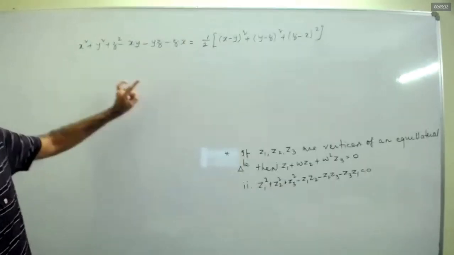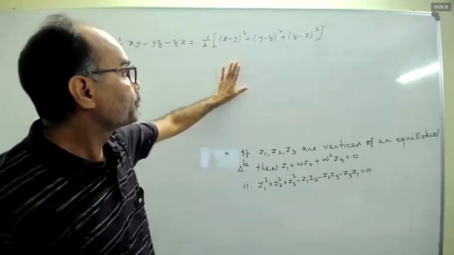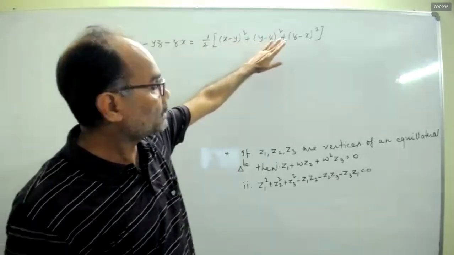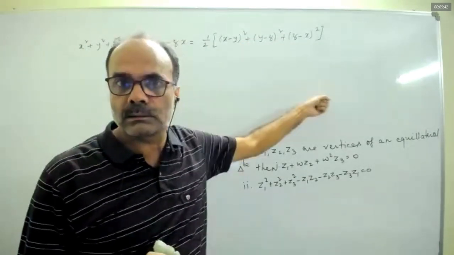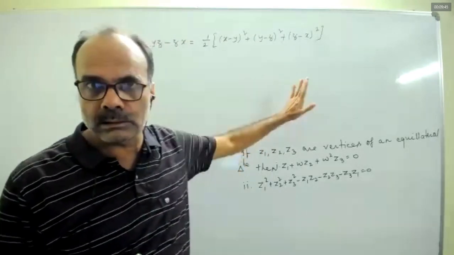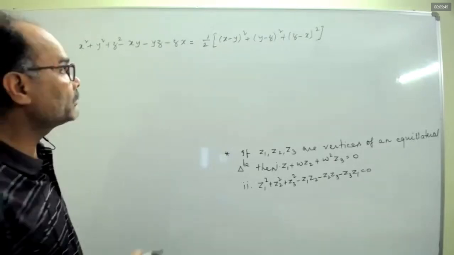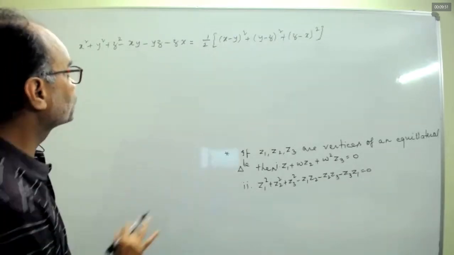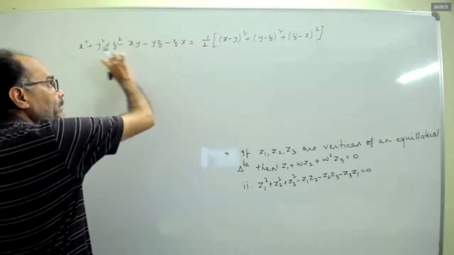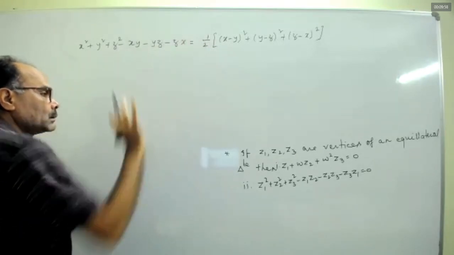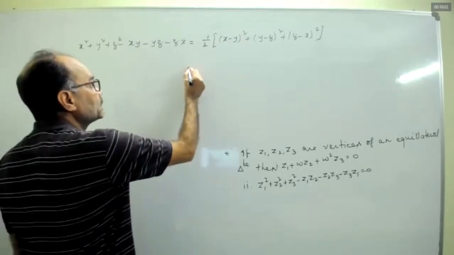When you solve problems, this type of expression will come again and again in many topics. So if x, y, z are not equal, this quantity is always positive. Now in the real plane, this is not factorizable. But in the complex plane, this is factorizable.